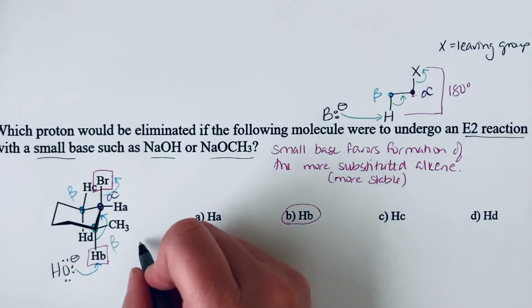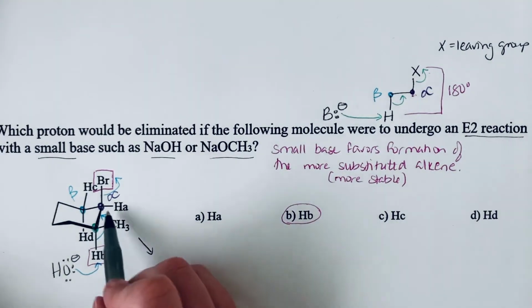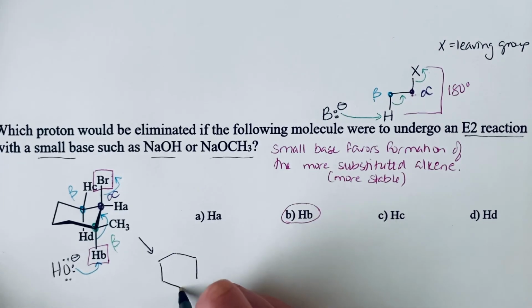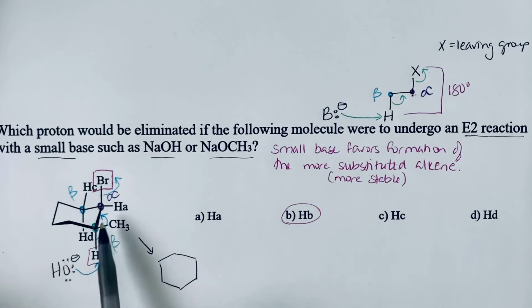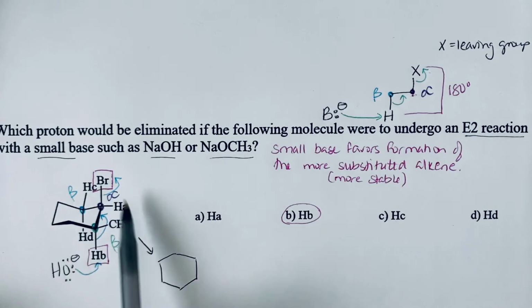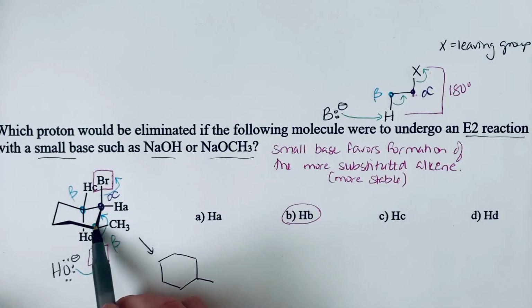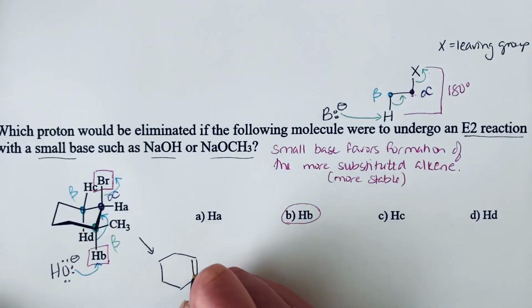If we are to draw that, I'm just going to flatten it out into a flat cyclohexane structure. The methyl group is the only substituent that I have now that I've lost the bromine. And I know that the alkene is forming between the carbon with the methyl and the adjacent carbon. So I will put it in there.